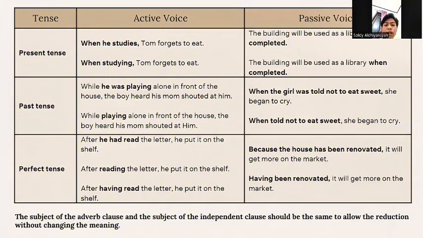Perfect tense. After he had read the letter, he put it on the shelf. Passive voice: because the house has been renovated, it will get more on the market. After reading the letter, he put it on the shelf. After having read the letter, he put it on the shelf. Passive voice: having been renovated, it will get more on the market. The subject of the adverb clause and the subject of the independent clause must be the same to allow the reduction without changing the meaning.